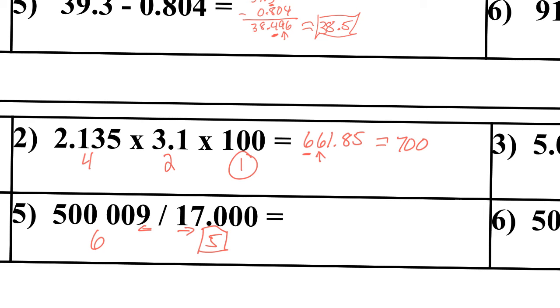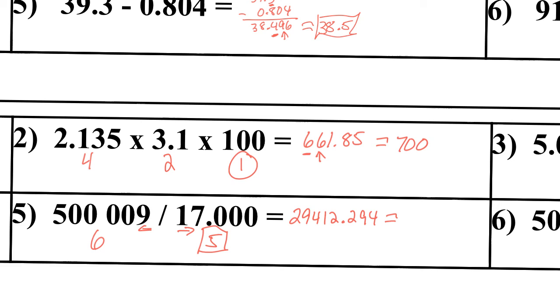Now I get my calculator. 500,009 divided by 17.000 equals, and the answer in my calculator is a really long one. So I get 29412.294 blah blah blah. I need 5 numbers in my answer, so I don't need to write down all those. I just need to round it so I have 5 significant figures.